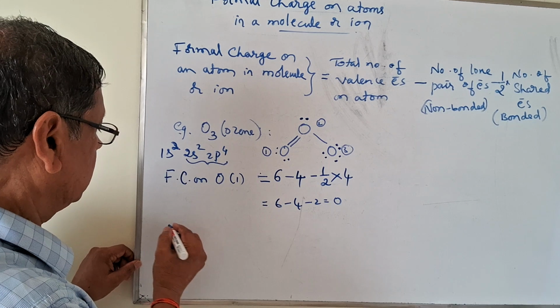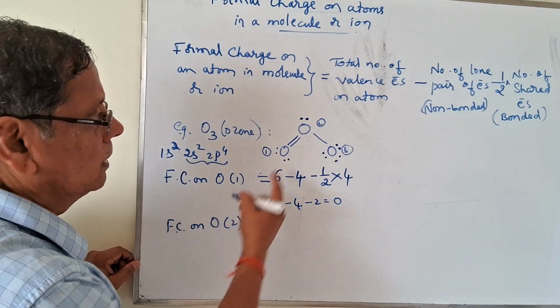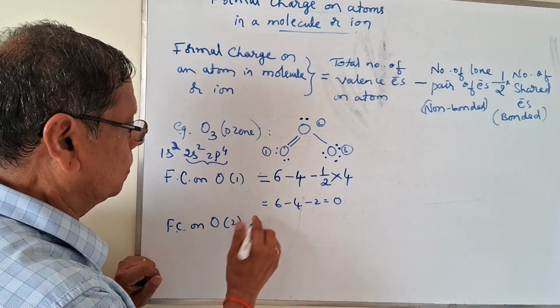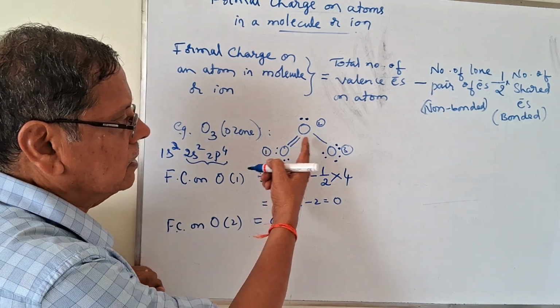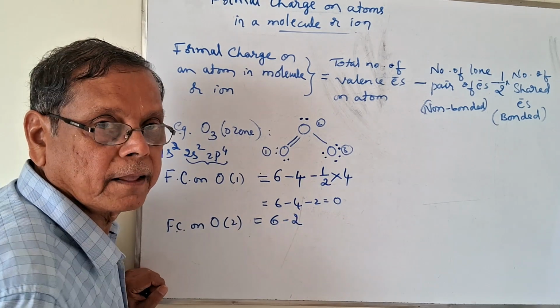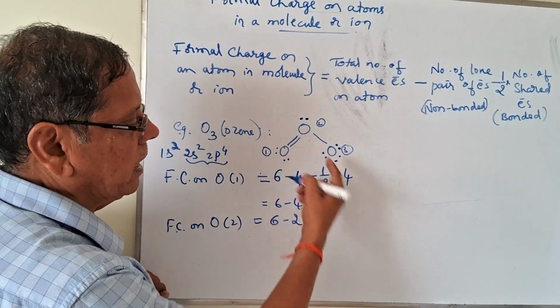Now let us write the formal charge on oxygen 2, that is the central oxygen atom. Now we can write this formal charge is equal to the number of valence electrons 6, minus the number of lone pairs, only 2, minus half into the number of bonded electrons, which are 3.